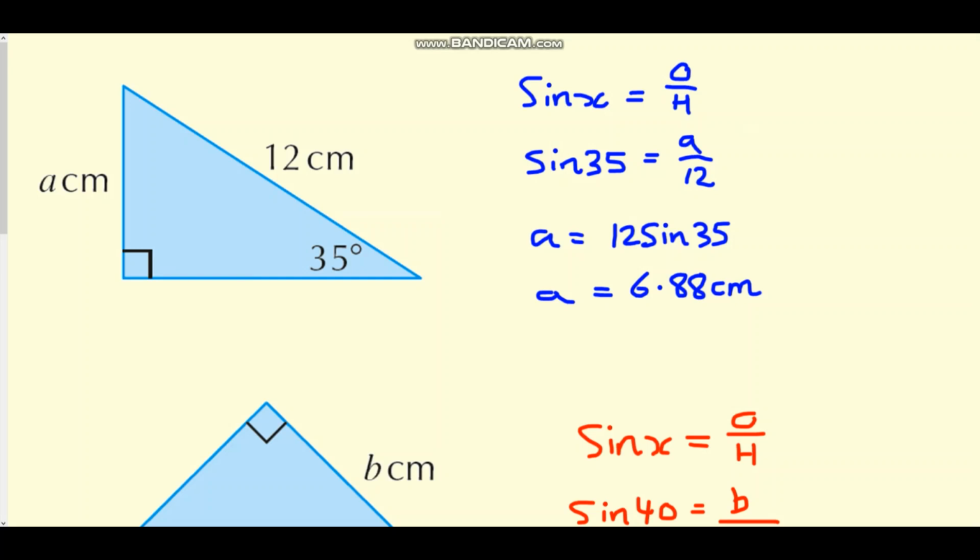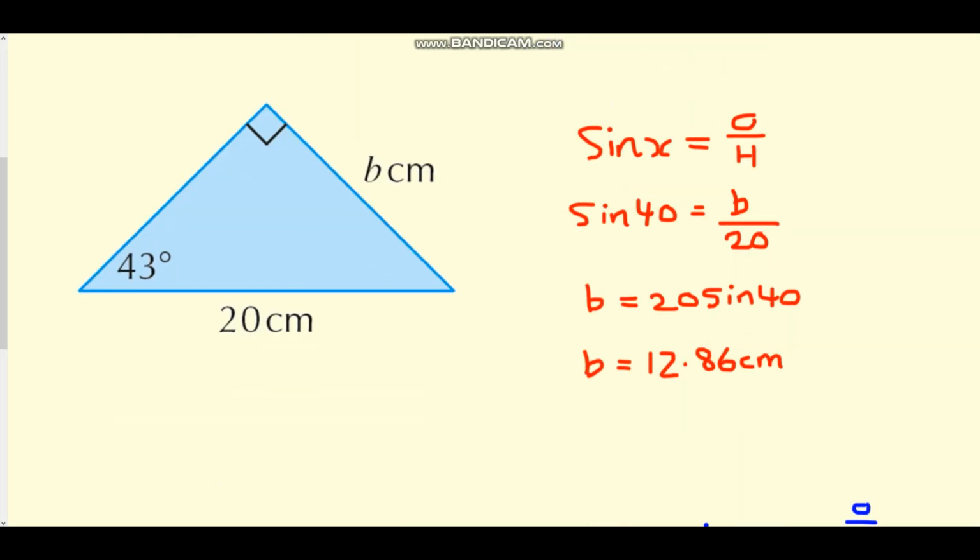Okay, so here are our solutions. For the first one, A is equal to 6.88 centimeters. I've made a small change to the third line of working there, where I keep the A on the left-hand side as the subject instead of the right-hand side. It doesn't matter. Also, if you use the letter X to denote your missing side instead of A, that's totally fine. Don't worry about that.